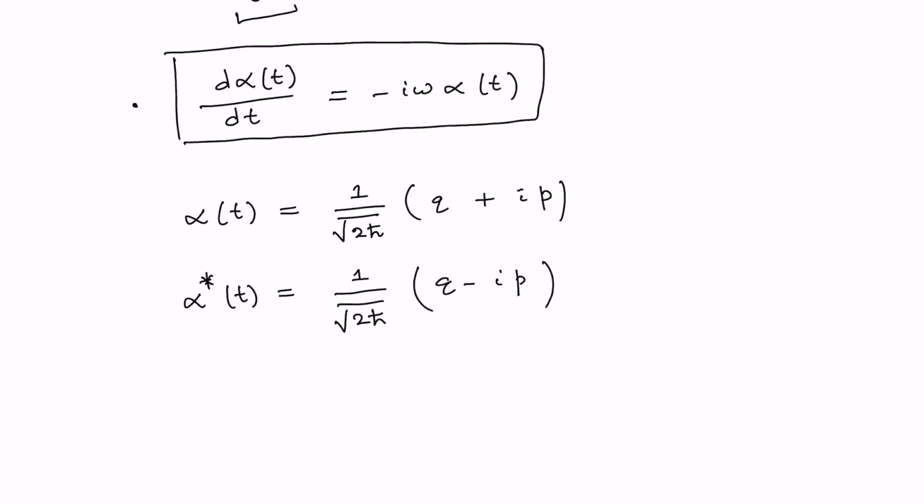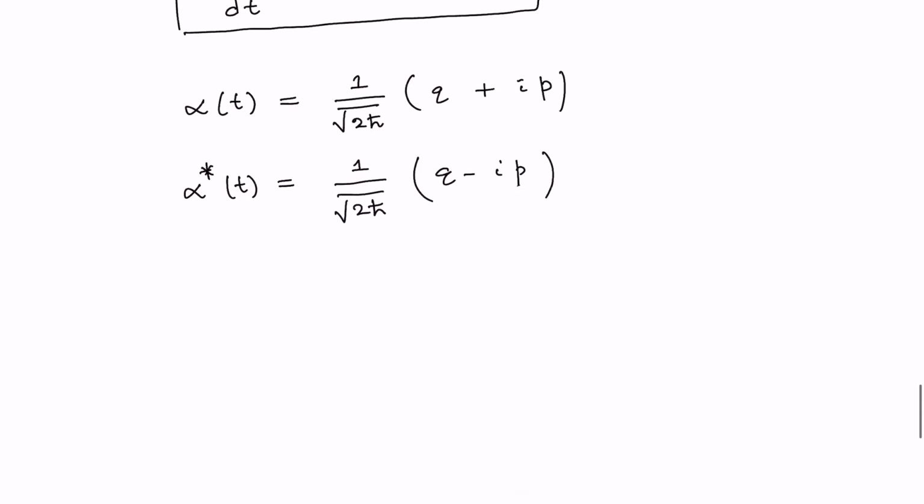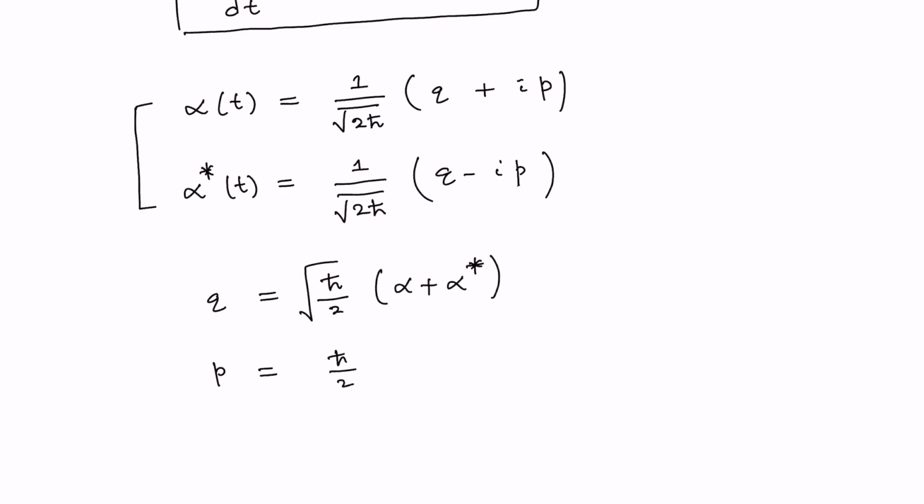By the way, it has nothing to do with quantum mechanics. This particular multiplication factor is there so that later on you will see the calculations become much more simplified. So that's the reason we are multiplying it by this particular factor, and using these two equations I can express this quantity q and p as well in terms of alpha and alpha star. So q would be, you can do it yourself, you will get that q is equal to square root of h bar by 2 times alpha plus alpha star, and p is equal to h bar by 2 square root times alpha minus alpha star.